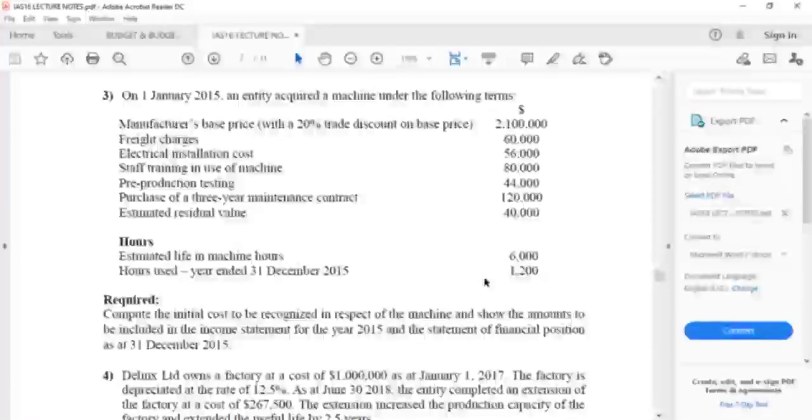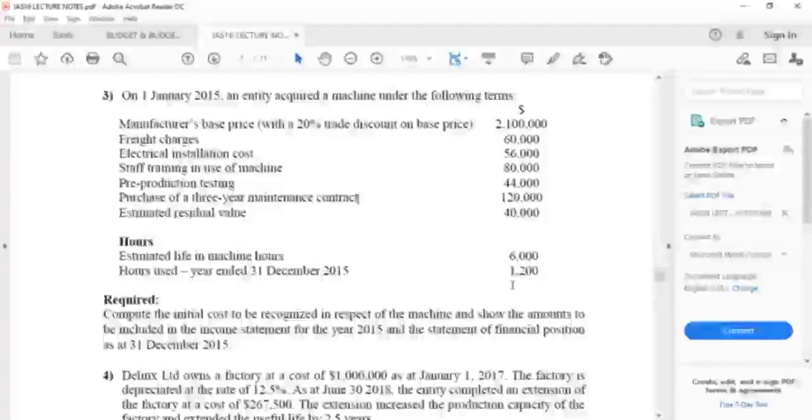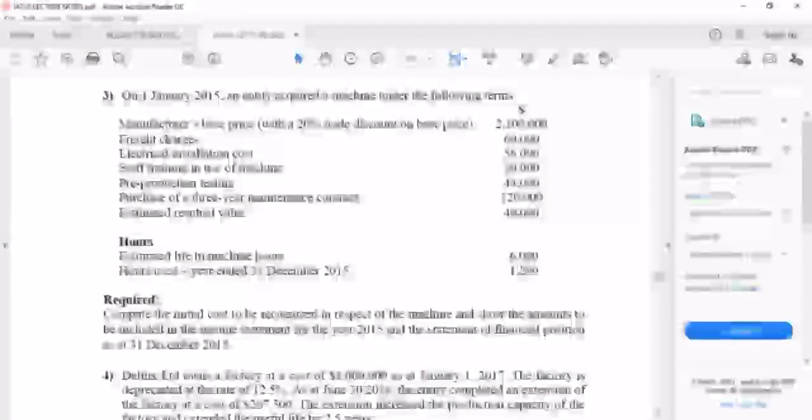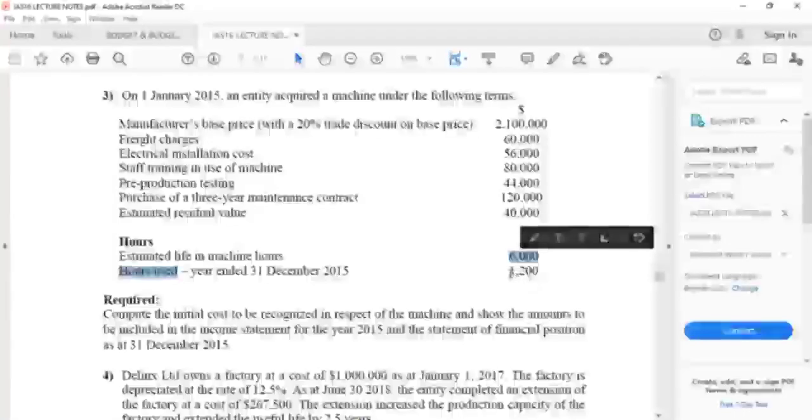It is 6,000 by 1,200. No, the cost divided by 6,000, then multiplied by 1,200. Another way of doing it is that it is 1,200 divided by total hours times the cost, because the cost relates to all the 6,000. So if 6,000 is 1840, how much will be 1,200?